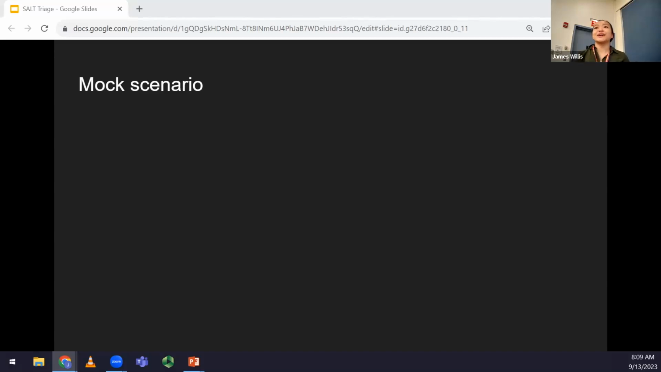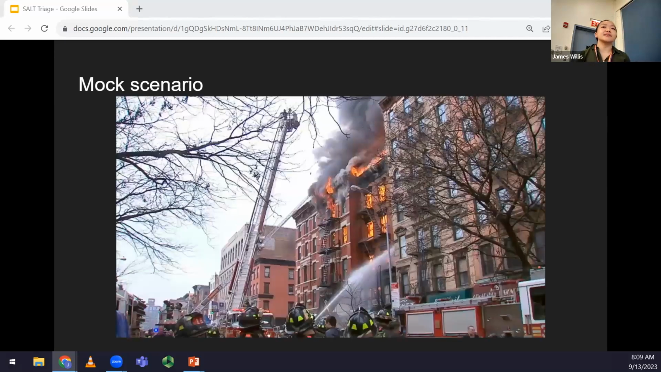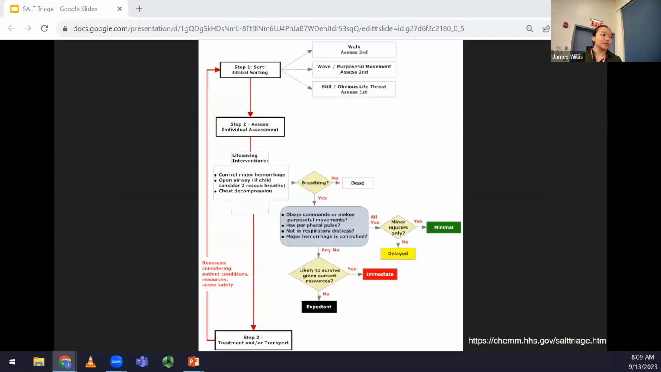Okay, so we're going to pretend we're in the field. The mock scenario is there is a gas line explosion in an apartment and there's also a fire. So you can get up, start with any number, and go around the room. I put up the algorithm to help you guys. And there are 20 pages.